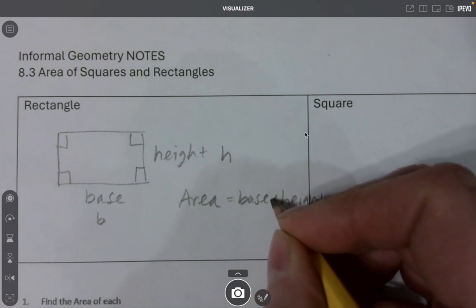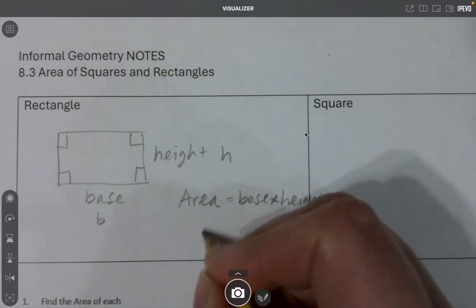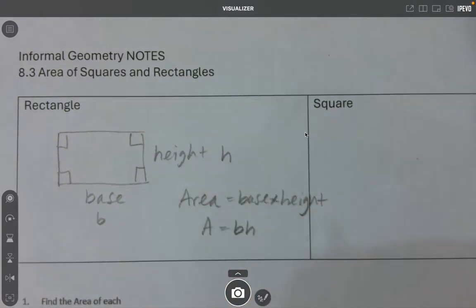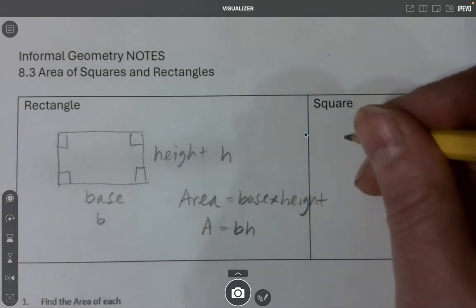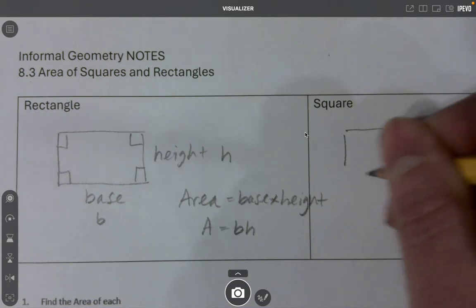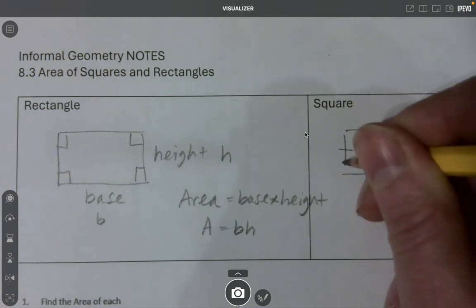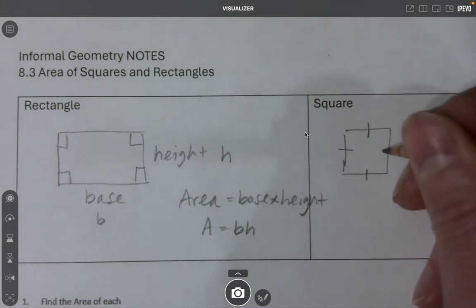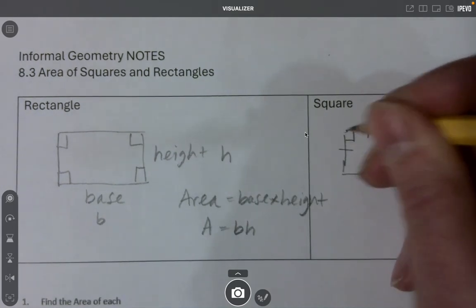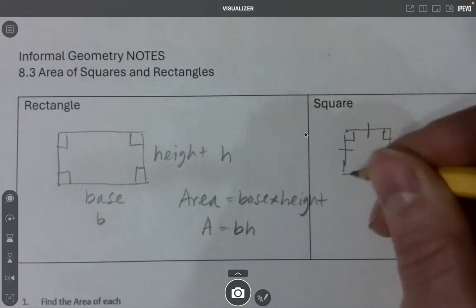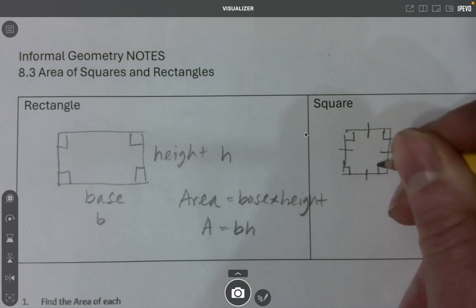And when I'm doing base times height, really we just abbreviate it. So we'd write A equals BH. So you could certainly do the area of a square the same way, but because all of the sides on our square are equal, so square by definition is a regular polygon. It has 4 equal sides and 4 equal angles that are 90 degrees each.